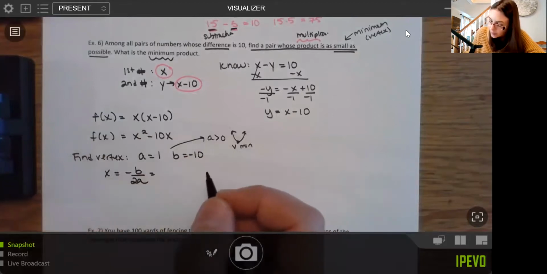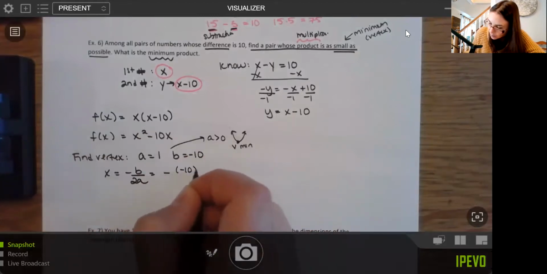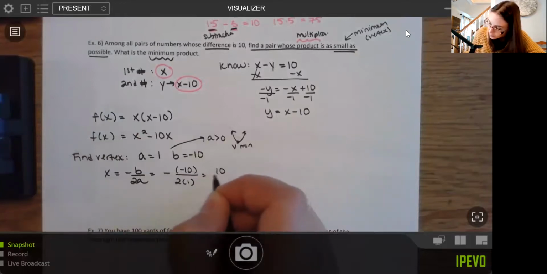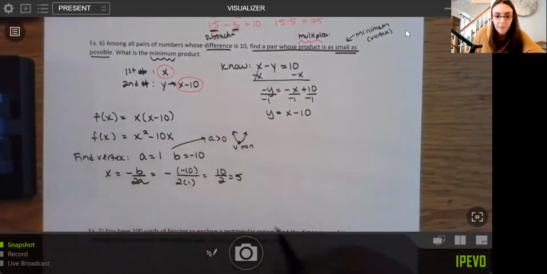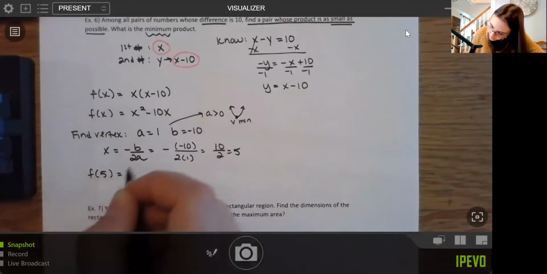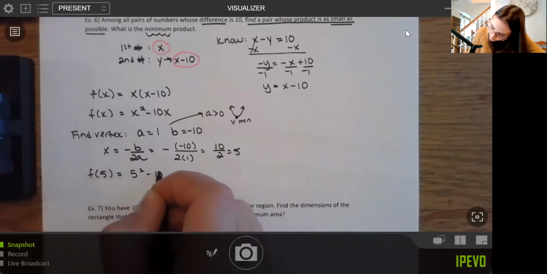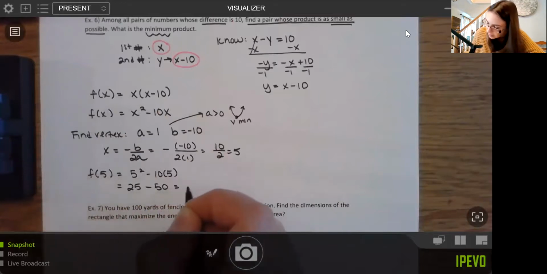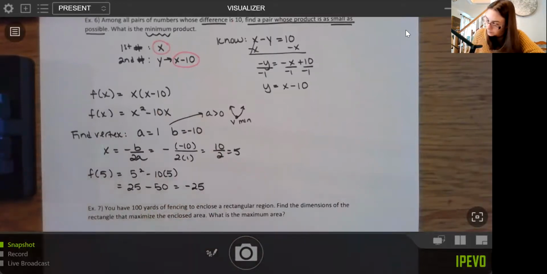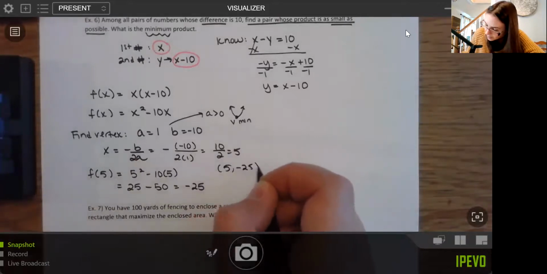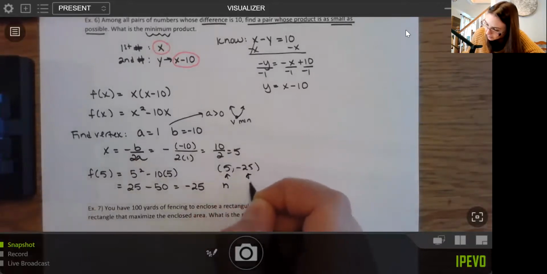So I'm going to use my formula here. So I have -10 over 2 times 1. So I end up with +10 over 2, which is 5. Just cancel those negatives right away. I plug 5 back in. I get 25 minus 50, which is -25. So my vertex here is (5, -25). This is my h value. This is my k value.